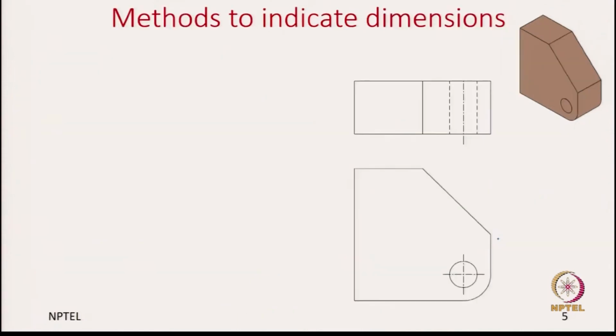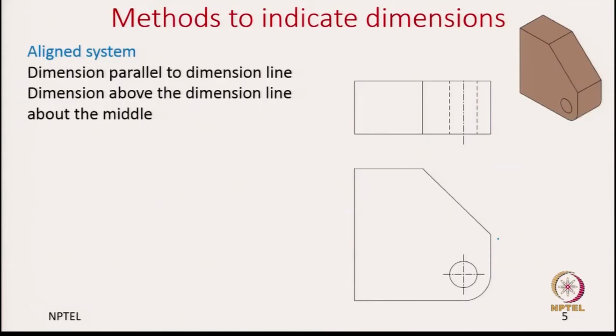Now, let us look at different methods to indicate dimensions. We essentially have two different methods. First, we will look at an aligned system. It has two specific rules: the dimension should be placed parallel to the dimension line, and the dimension should be placed above the dimension line, about the middle. So, let us place the dimensions and see what these two principles mean.